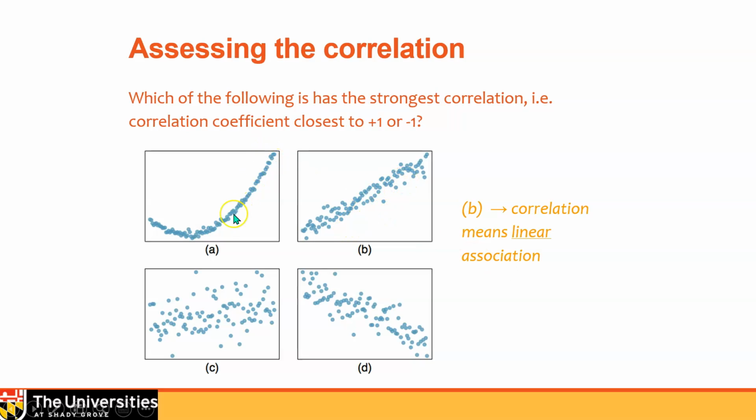correlation. I do want you to notice that A, which looks like it's a parabolic shape, has a much tighter relationship between the points, but it's not linear. So the correlation coefficient would not apply to A.